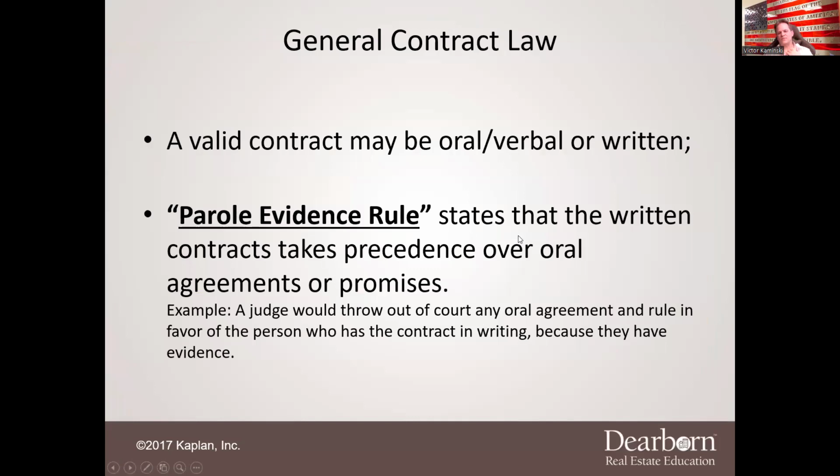So that's what the parole evidence rule states, that written contracts take precedence over oral agreements or promises. So a judge would throw out of court the verbal contract, the verbal agreement, in favor of the one who has it in writing, because they got that proof, the evidence. Parole evidence rule. Make sense?